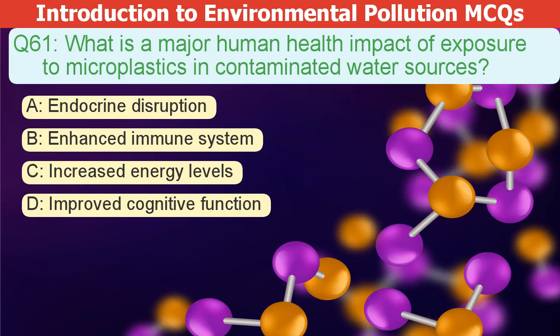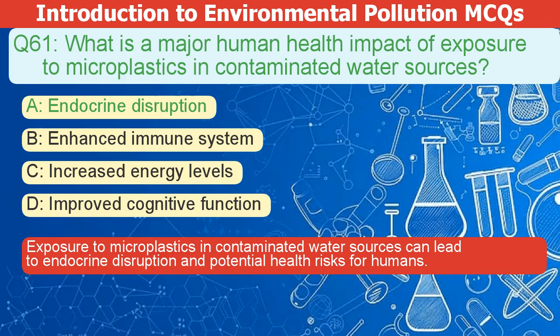What is a major human health impact of exposure to microplastics in contaminated water sources? A. Endocrine disruption. B. Enhanced immune system. C. Increased energy levels. D. Improved cognitive function. The correct answer is A. Exposure to microplastics in contaminated water sources can lead to endocrine disruption and potential health risks for humans.